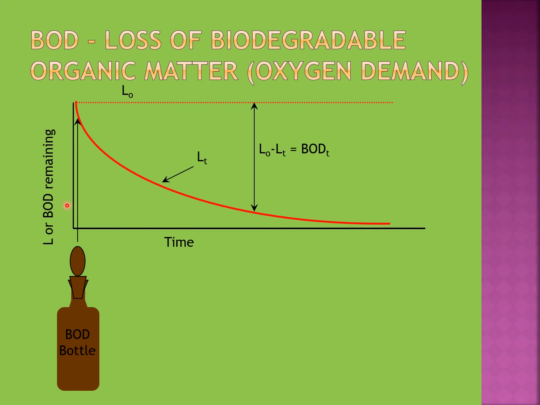This graph represents BOD remaining versus time. Initially, the BOD remaining is high, and as time goes, the remaining BOD decreases as oxidation continues. As the BOD remaining decreases with time, the demand for oxygen will also decrease.